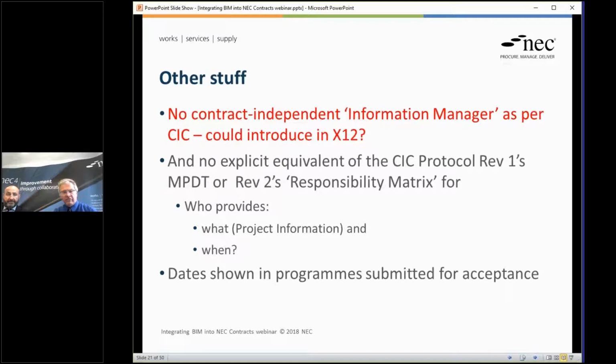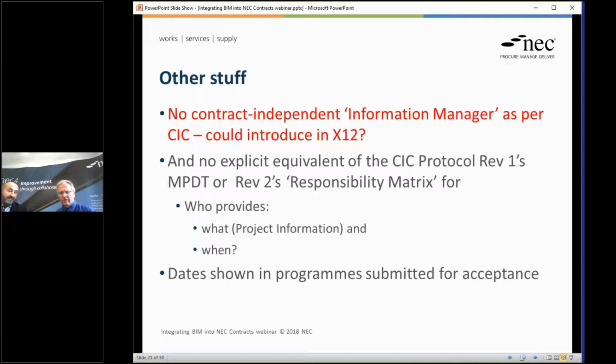Other bits and pieces? Okay, it's interesting that when you look at things like the CIC protocol, they have a consistent information manager who would be responsible for coordinating the supply of data from all of the individual contractors and consultants who have that protocol within their contracts. We haven't got that approach. The way that each of the NEC4 contracts works, you have the project manager or service manager, etc., who manages that contract as a whole. And so they would then undertake the role of information manager, if you like.